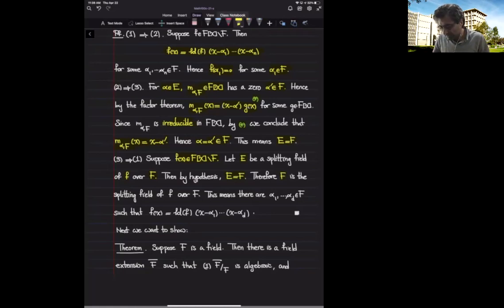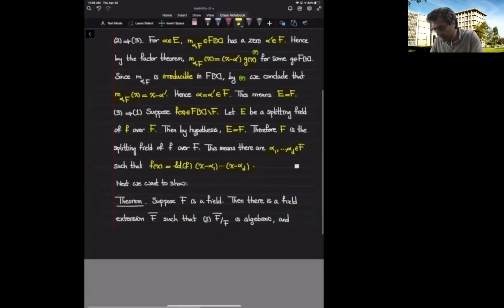So that means there are elements alpha 1 through alpha d inside this field capital F, so that we can write down the polynomial as its leading coefficient times these linear factors. And that's exactly what we wanted to show. So altogether, we got that these three properties are equivalent. My field is algebraically closed. That means that every non-constant polynomial has at least 1 0 inside F. Every non-constant polynomial can be decomposed into linear factors, and there is no non-trivial algebraic extension.